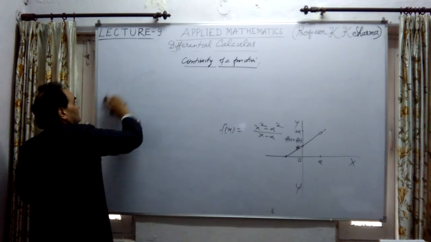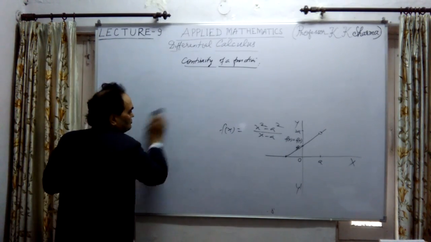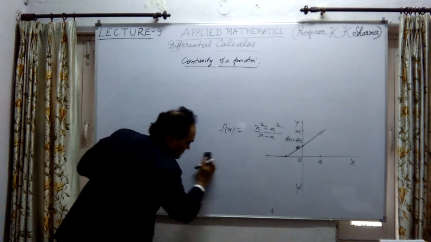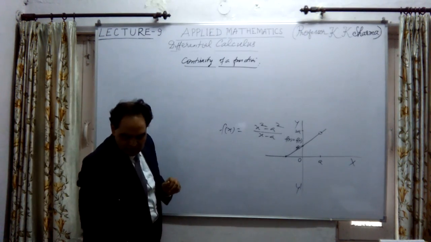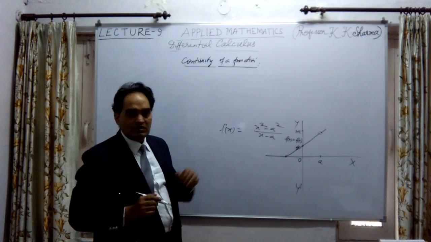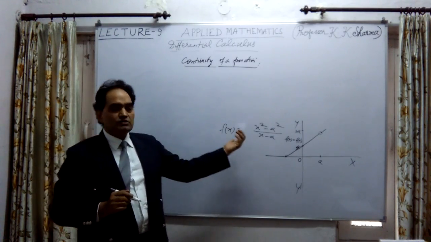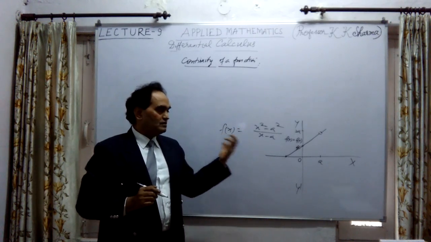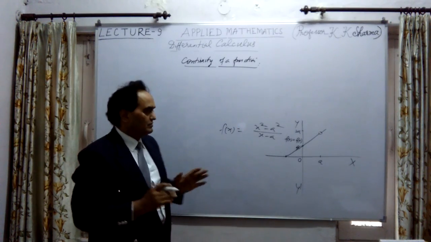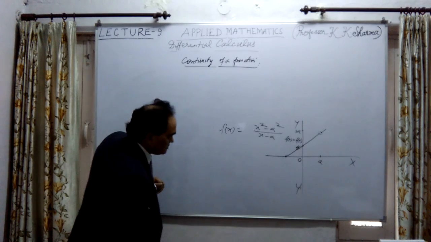Okay, and let me define what the left limit and right limit are. If they are equal, and they are equal to the value of the function at the given point a, that is, left limit, right limit, and the value of the function at the given point a, and all three are equal, then we say the function is continuous in the open interval of the given function, or given interval.